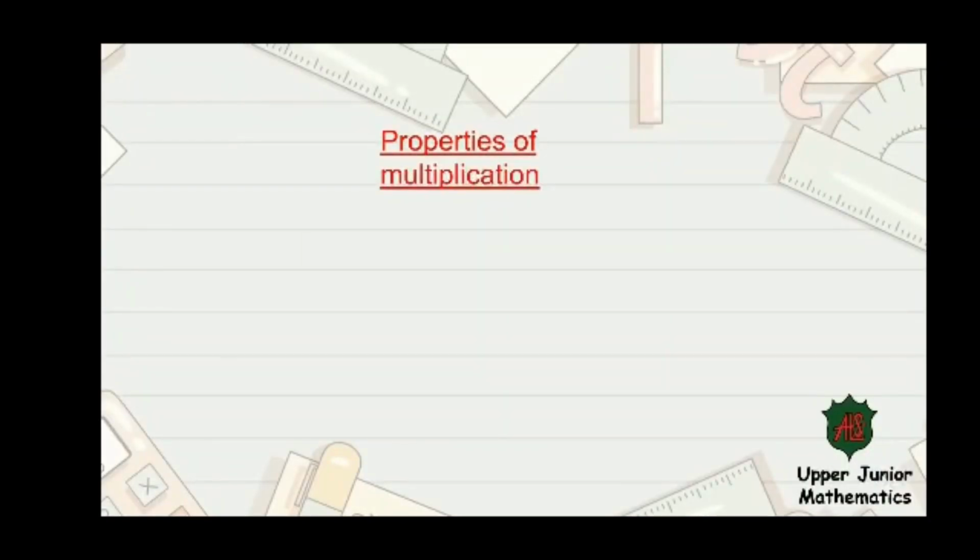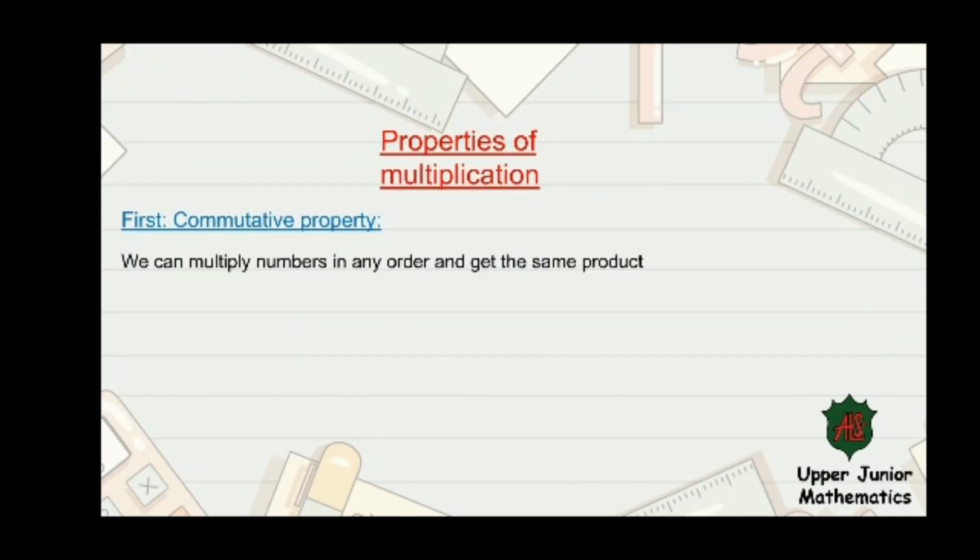Hello Junior 4. Now we're going to be talking about the properties of multiplication. The first property that we're going to talk about is the commutative property. Commutative property means that we can multiply numbers in any order and get the same product. Let's see what this means.